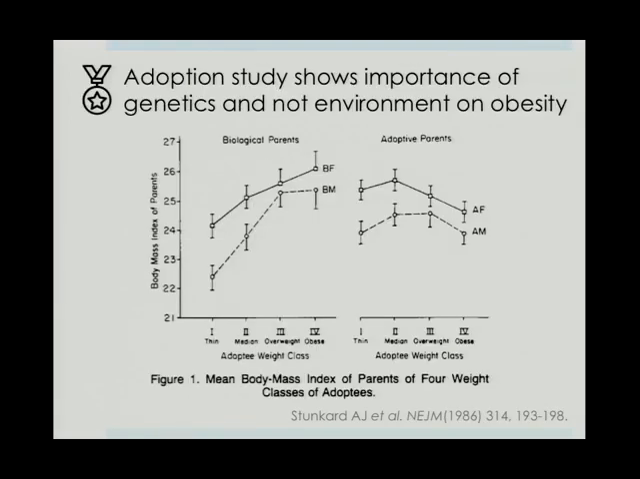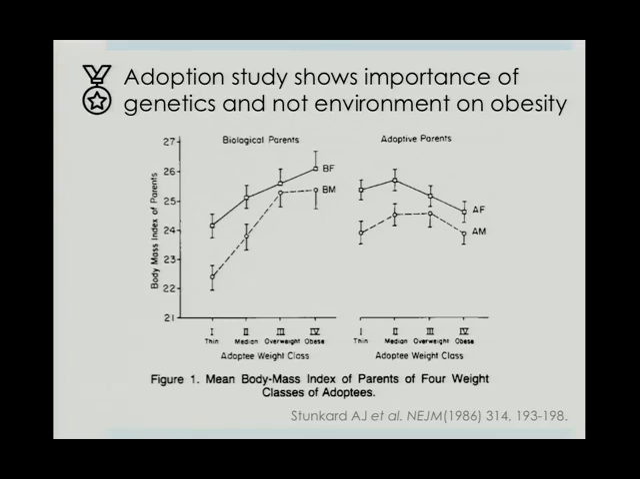So the next study. Adoption studies show the importance of genetics and not the environment on obesity. It's a little bit of a strong conclusion that the authors made, but let's roll with it for a moment. Adoption studies in general are considered the gold standard for disentangling the genetics and environmental factors. So how does an adoption study work?